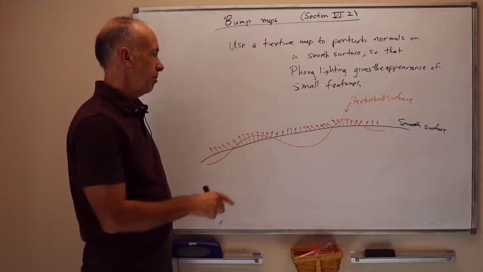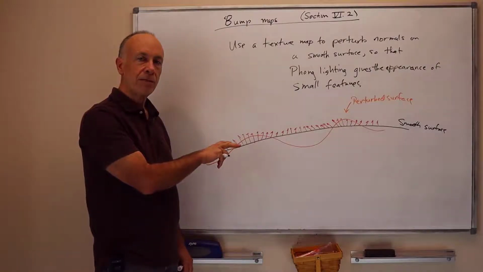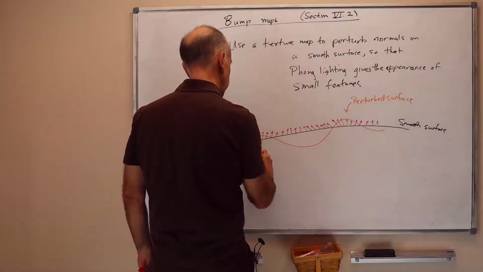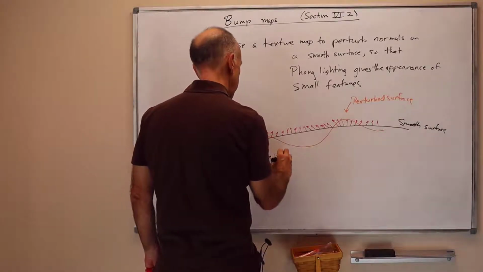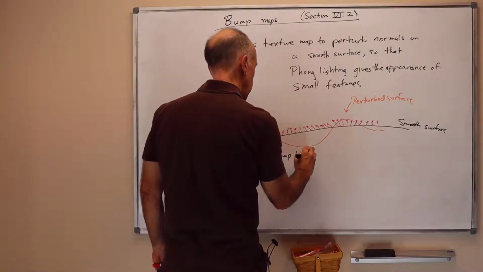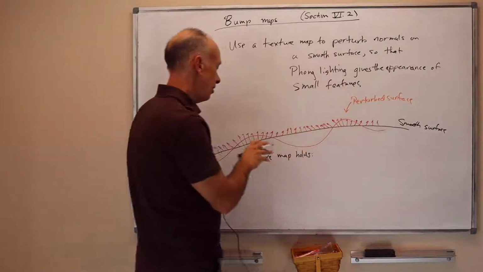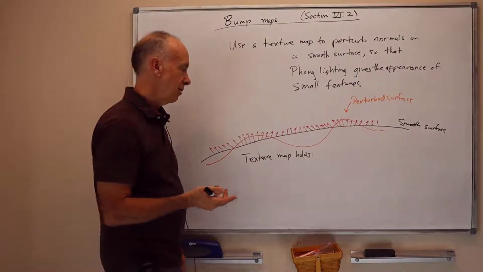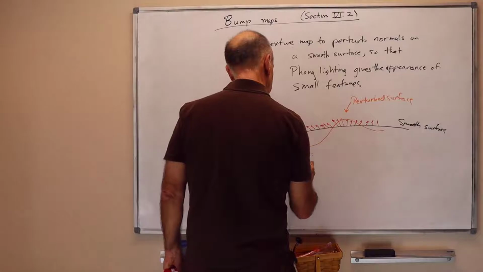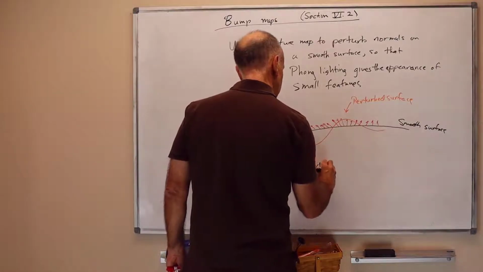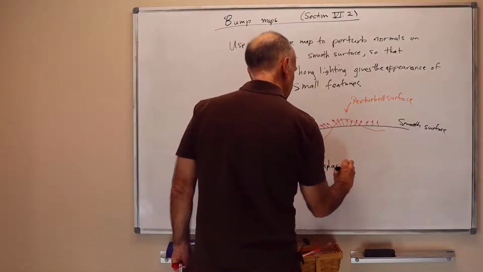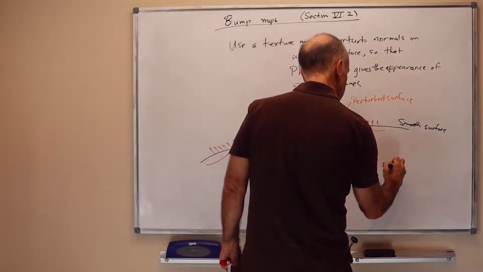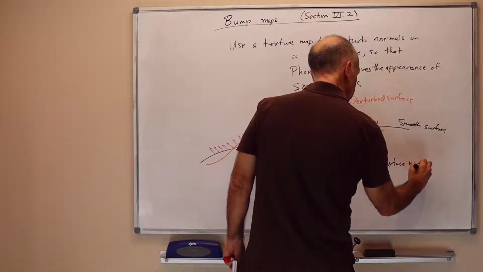So we want a texture map to specify how the perturbed surface differs from the smooth surface. So the texture map will typically hold, well, several things it could hold. It could actually hold the red normals as I've drawn them here. That would be 3 floats per point on the surface. Another thing that's very common to hold is the displacement, the change in the position of the surface needed to form the perturbed surface.